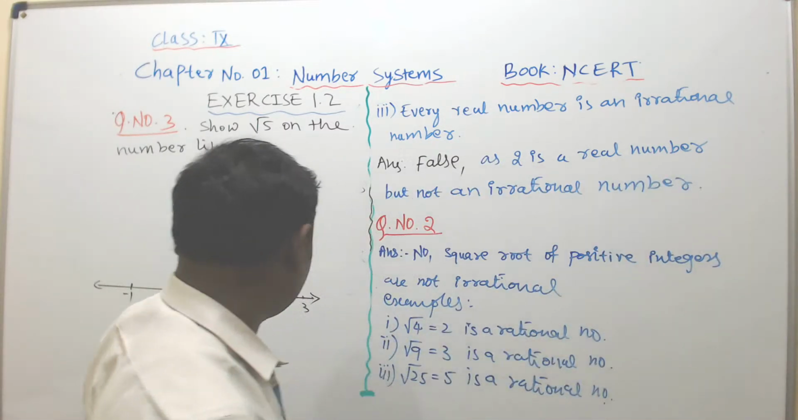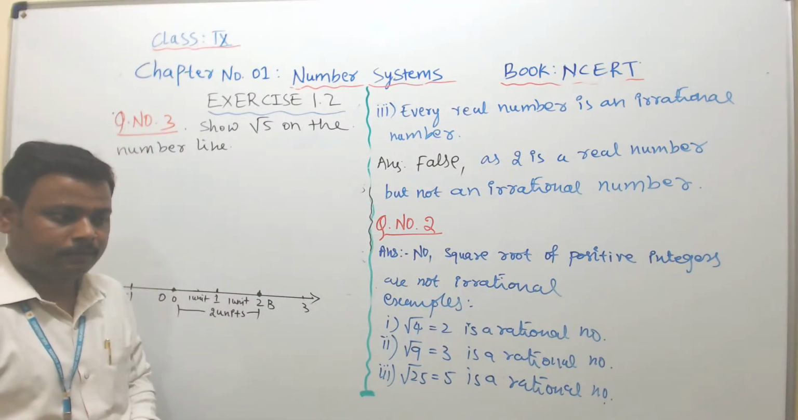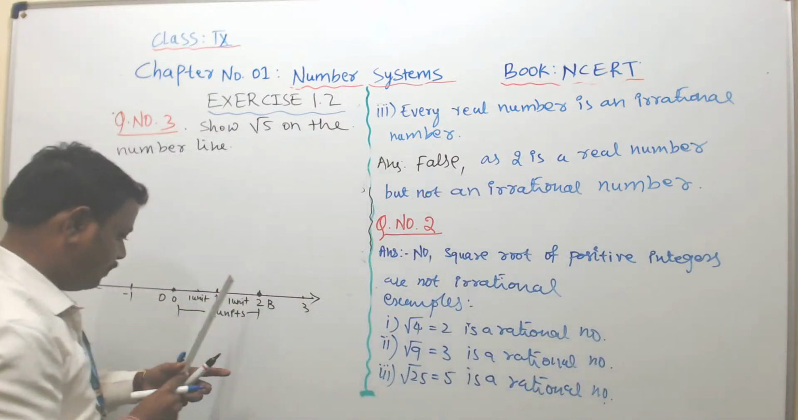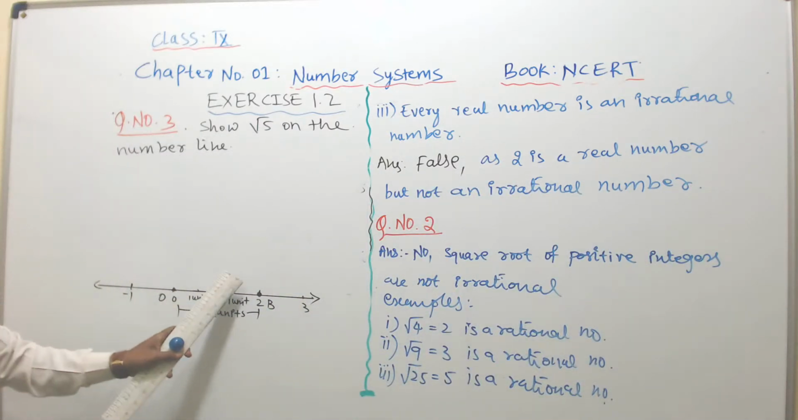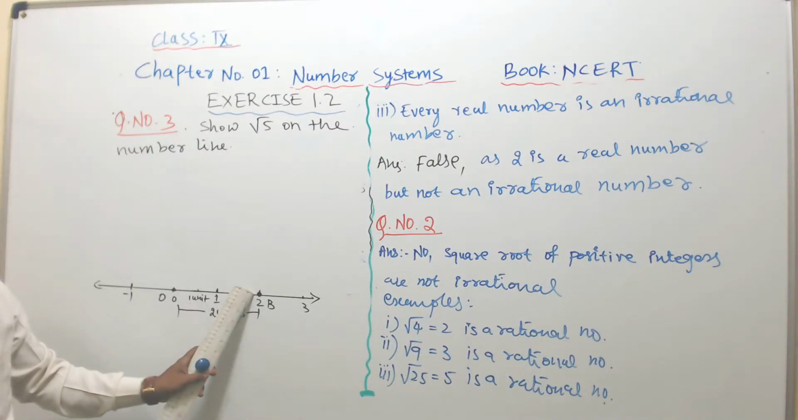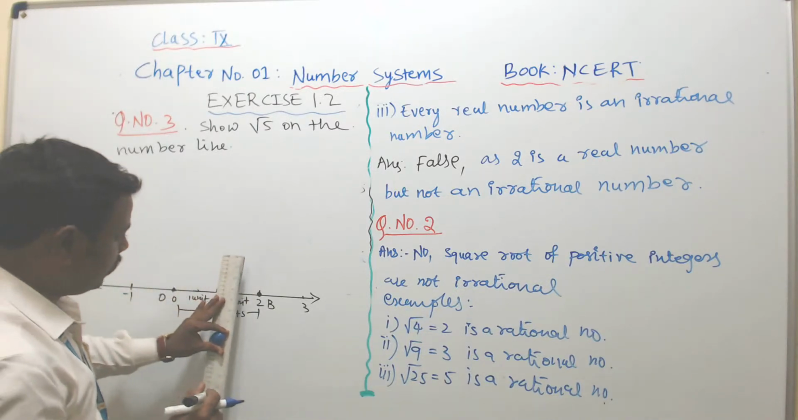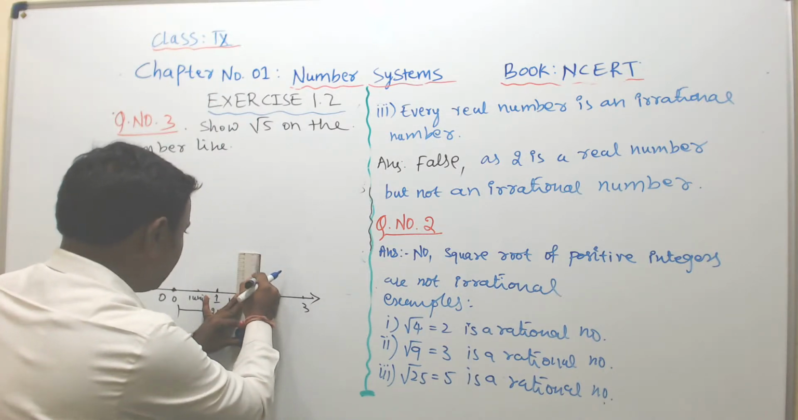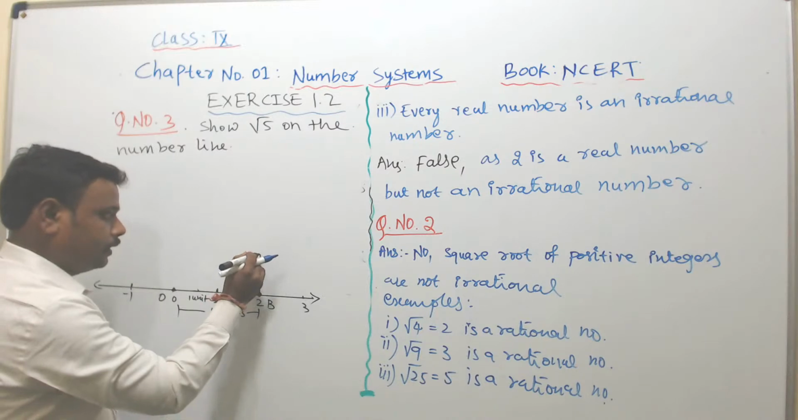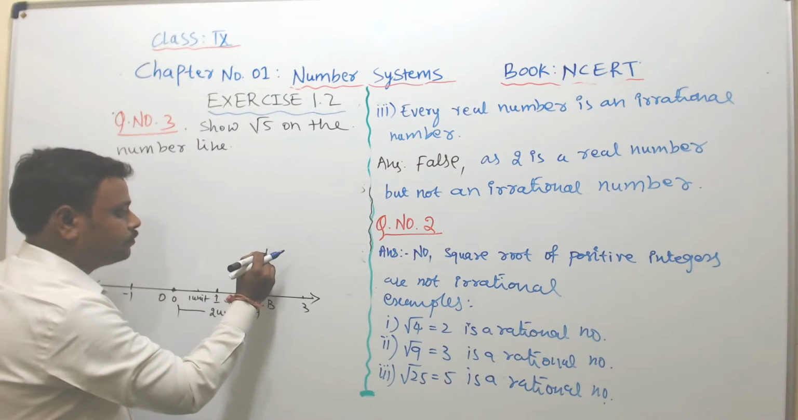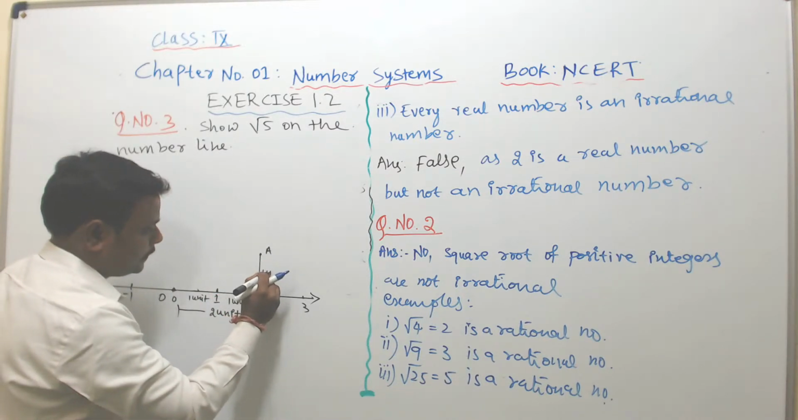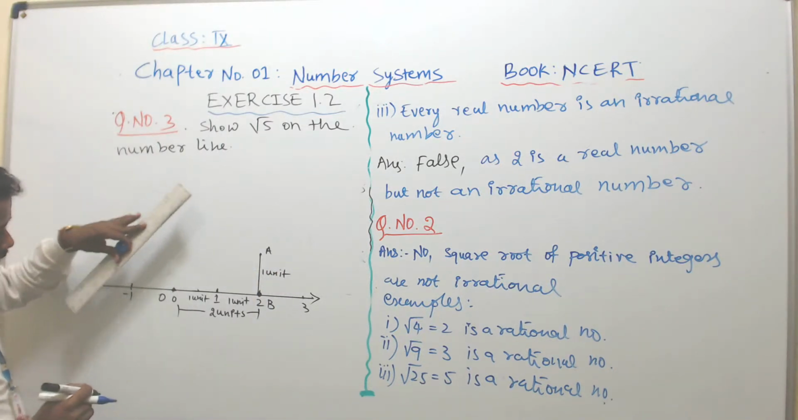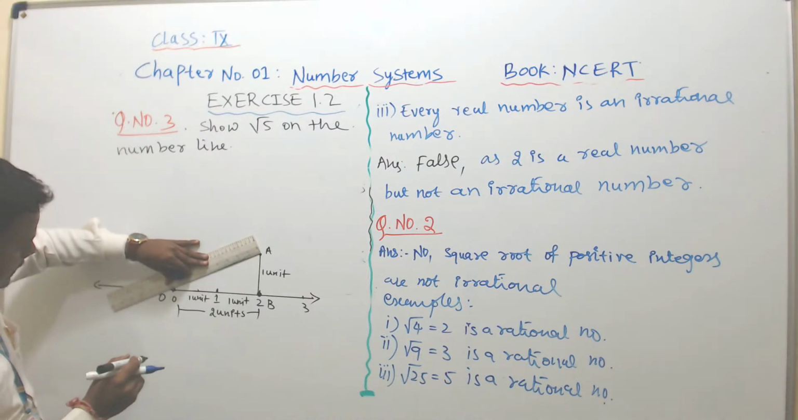Next, representing root 5 on the number line. Now we have to draw a perpendicular to the number line at the second unit. We consider this as 1 unit, so we have to draw one perpendicular line. We consider this as point A. This is 1 unit. Now I am joining this.